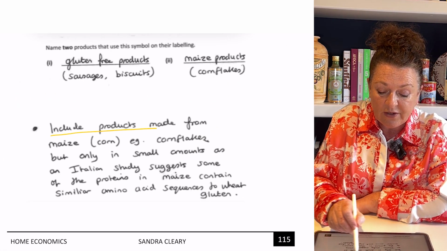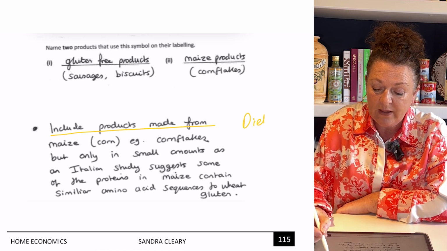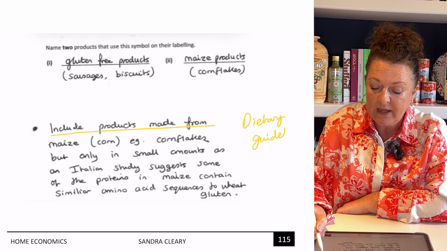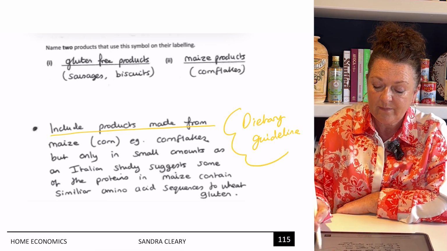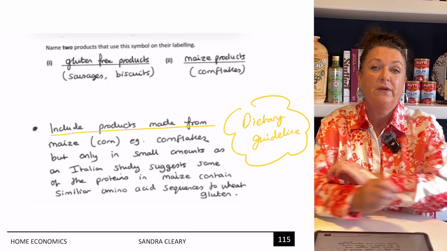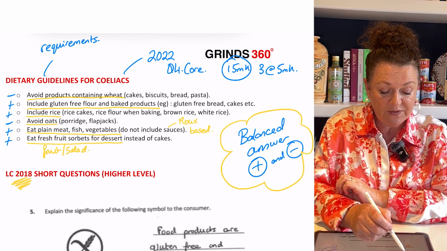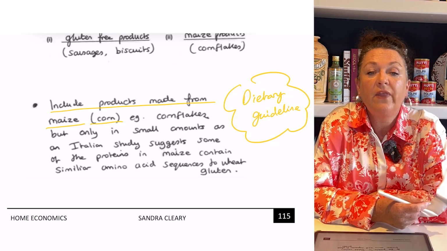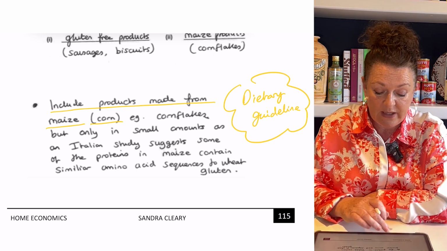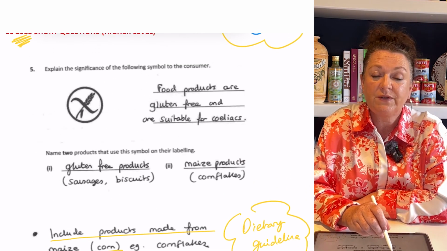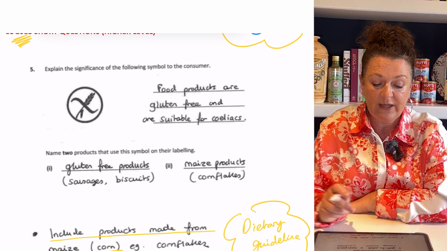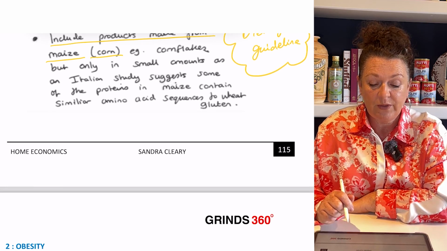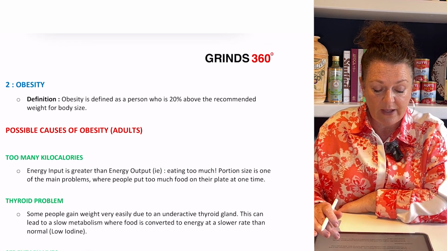So another dietary guideline would be to include products made from maize. So we have, how many at this point? We have 6 here, then we have number 7. And then we could have number 8: if you are buying products, make sure that they have the gluten-free symbol on them. So considering they only wanted 3 back in 2022, we have 8 of them here.